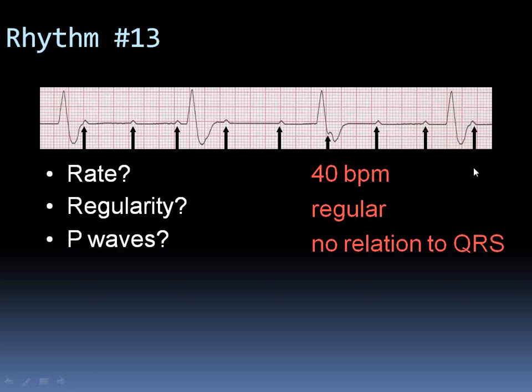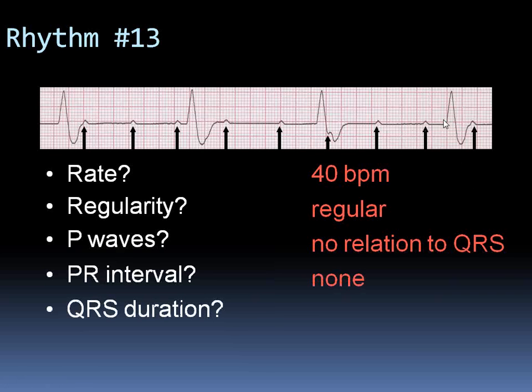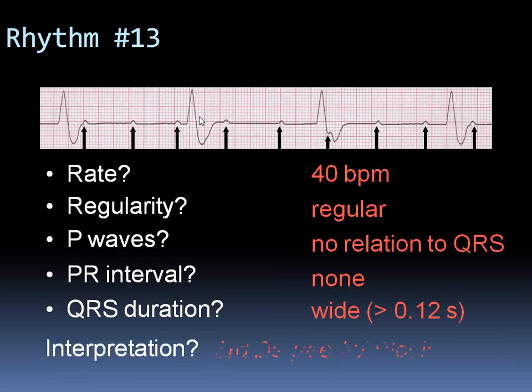All these arrows are pointing towards P waves. There is no PR interval because there is no relationship between P and QRSs. And the QRS is extremely wide. Okay. This is 3rd degree AV block or complete heart block.